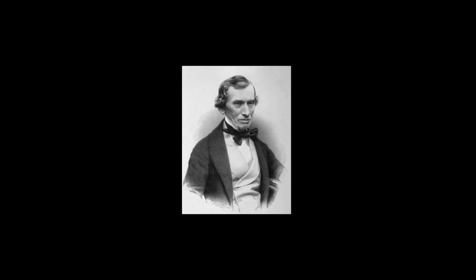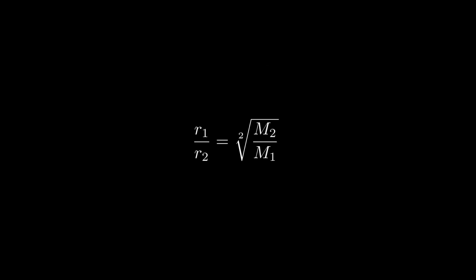Graham's law of diffusion was formulated by Thomas Graham in 1848. His law states that the rates at which different gases diffuse are inversely proportional to the square root of their molar masses, where A1 and A2 are the rates at which gases 1 and 2 diffuse, and M1 and M2 are the molar masses of gases 1 and 2 in units of weight per mole.